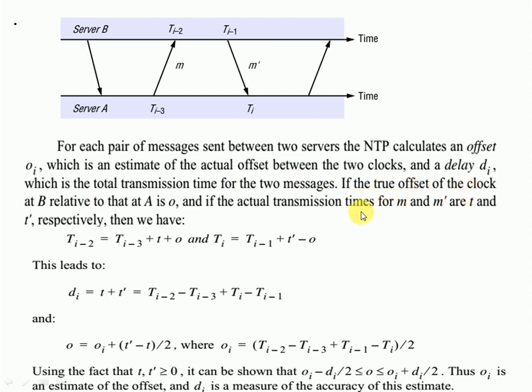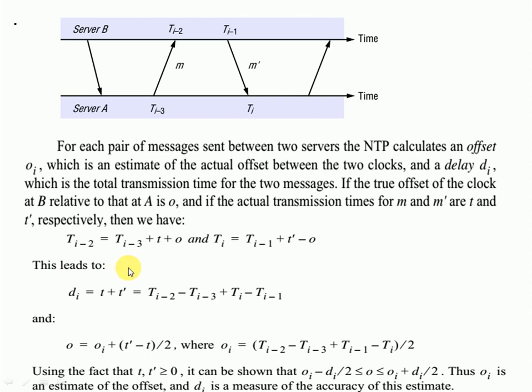If the true offset of the clock at B relative to the clock A is O, and if the transmission times of messages m and m' are t and t', where t represents a transmission time. Then Ti-2 = Ti-3 + t + o, and Ti = Ti-1 + t' - o. Here, if you are calculating Ti in server A, that will be Ti-1 + t', and you have to consider minus o if it is the lower level.